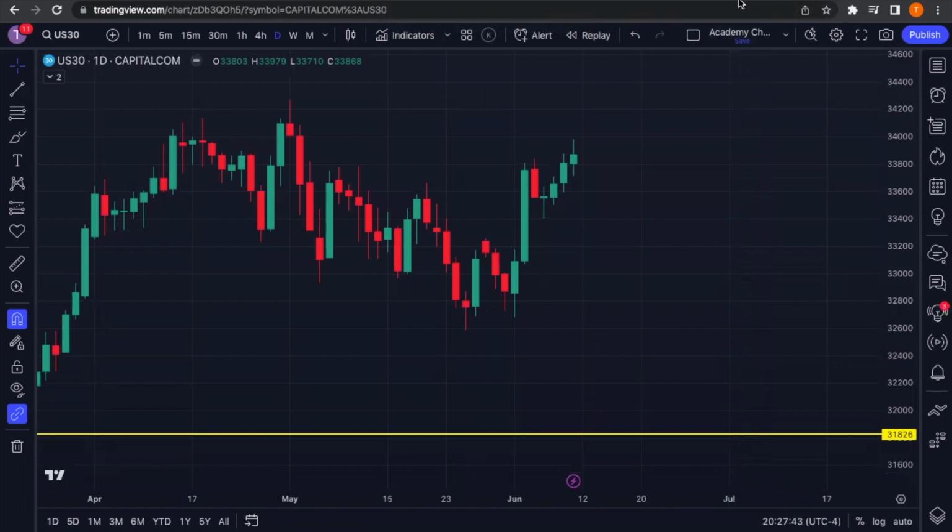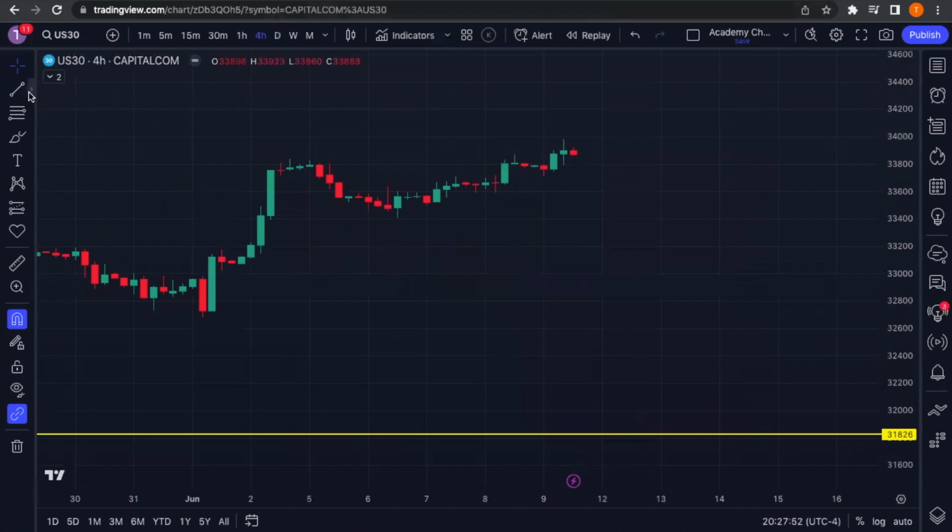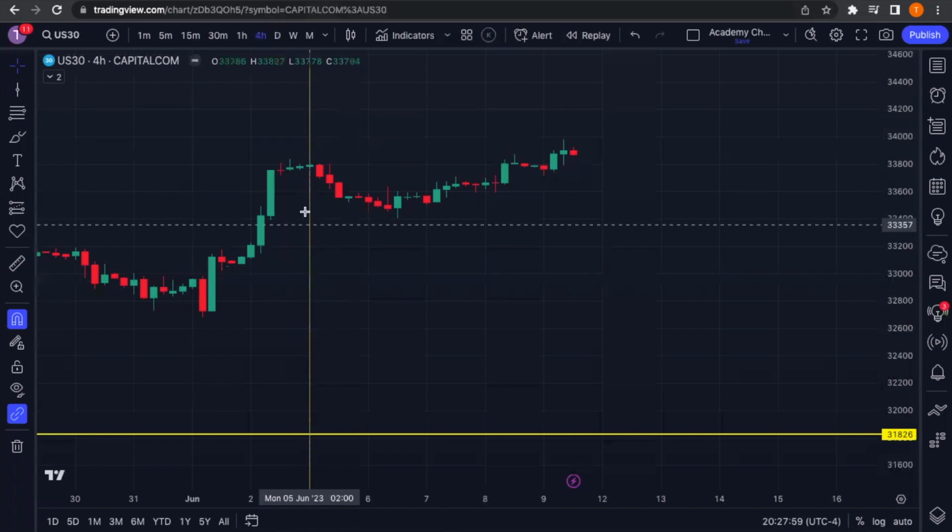Going to go over a quick markup of US30 and just how I look at price and what I saw this week. First things first, we're going to go ahead and mark off the week. So Sunday, you can see there at the bottom, Monday, right there. There is the open of the week.